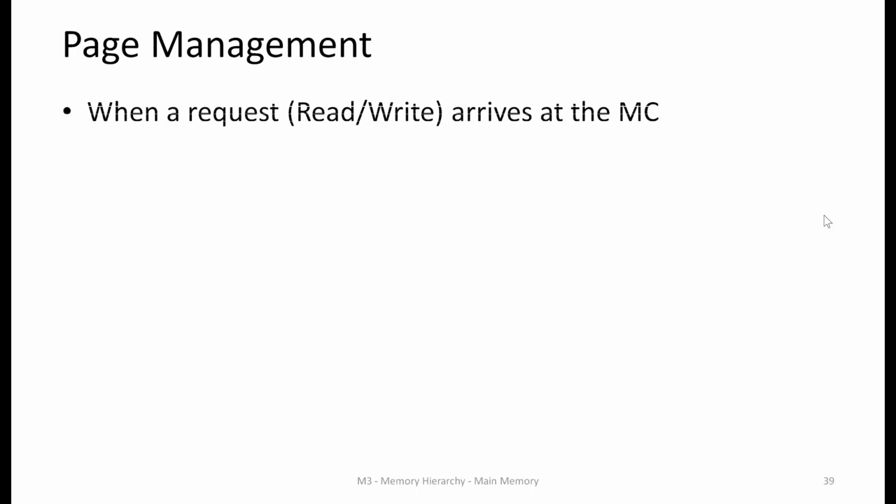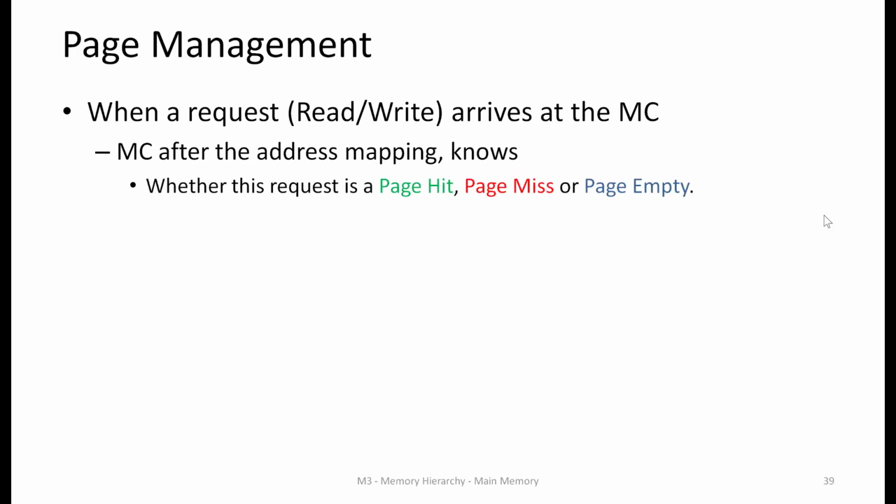Following that, another job of the memory controller is page management. What do we mean by page management? Here page is the actual DRAM page, the physical page. When a request, whether it is read or write, arrives at the MC, after address mapping, we know which rank, bank, row and column it goes to. From that, we can estimate whether it would be a page hit, page miss or a page empty.